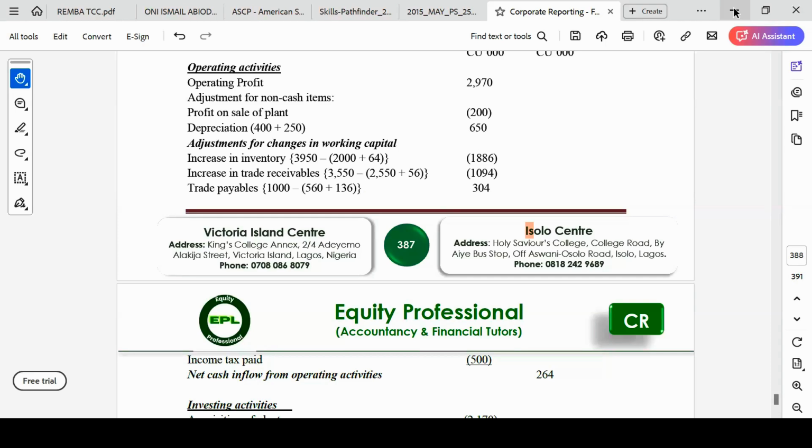For plants, we said that profit on disposal of plants. Since we are discussing plants, plant is a non-current asset. This is not a profit from ordinary or primary activity of the business. So therefore, that profit would have increased the operating profit. We'll deduct it. That's what we did here. We deducted it. And then depreciation, I did this earlier.